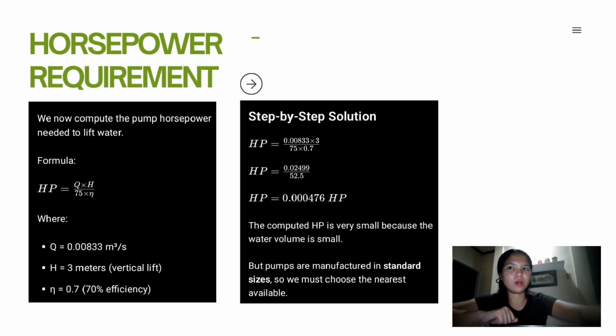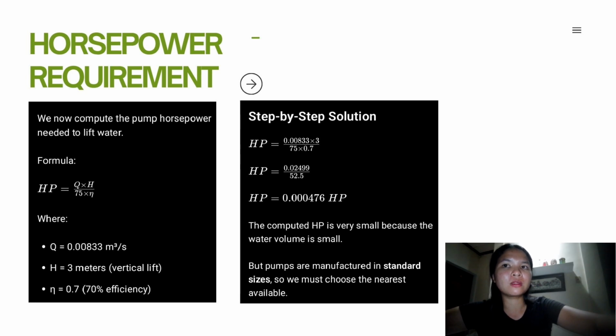Proceed na po ta sa horsepower requirement. I-compute na to ang pump horsepower needed to lift water. So, ang formula niya is horsepower equals quantity times head divided by 75 times n. So, quantity is equal to 0.00833 cubic meter per second. And then, ang head niya is 3 meter in vertical lift, and then n is equal to 0.7 or 70% efficiency. So, mao ni siya ang step-by-step solution.